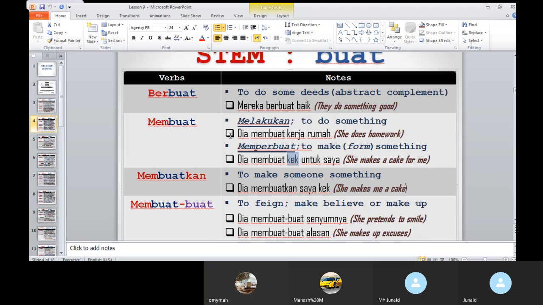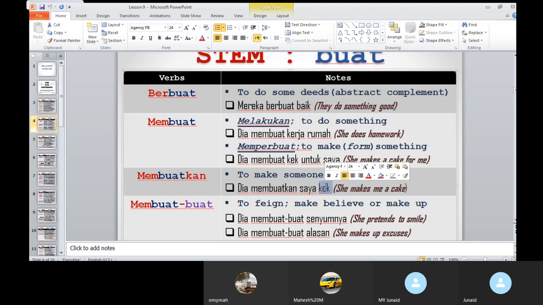Membuat, to do something for someone. But membuatkan, the other way around, to make someone something. So the first object is the person, and then the second object is the thing.